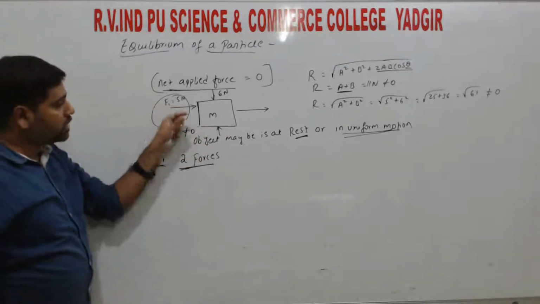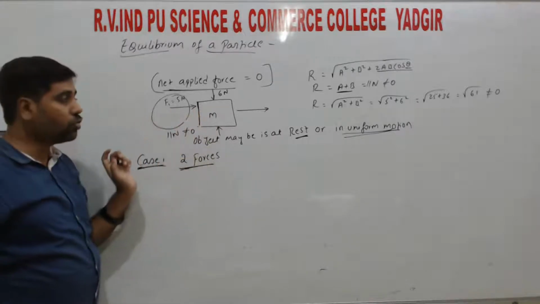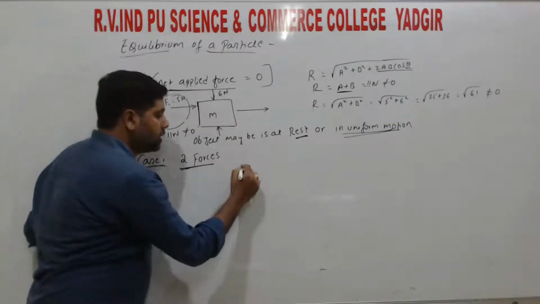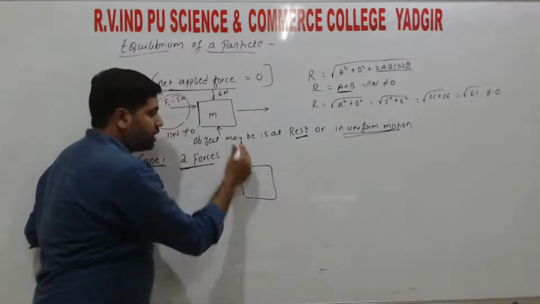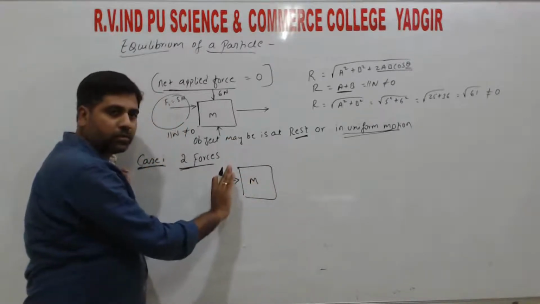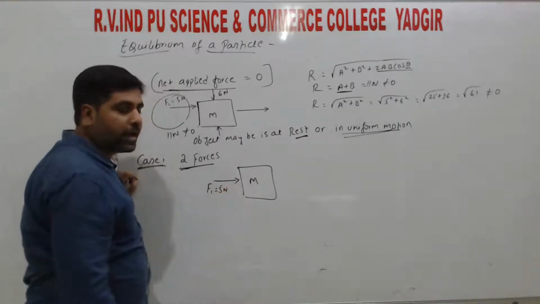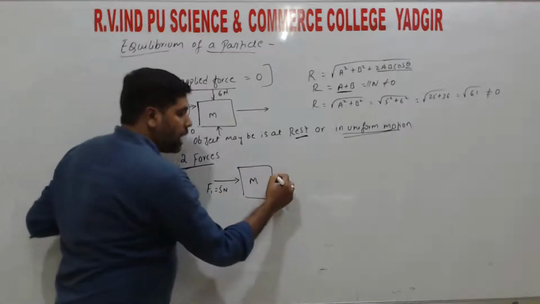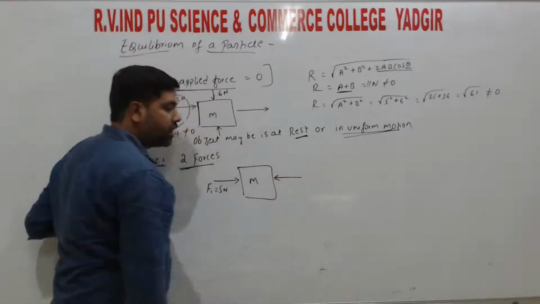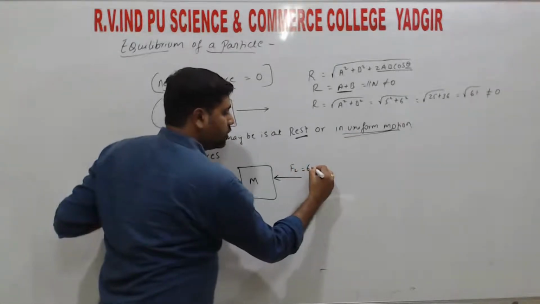So same direction, one is vertical and one is horizontal. So the last remaining case is the same. I am applying the force F1, taken as 5 Newton, right? And vertical again, horizontal in the opposite direction, right? So here it is F2, that is 6 Newton.